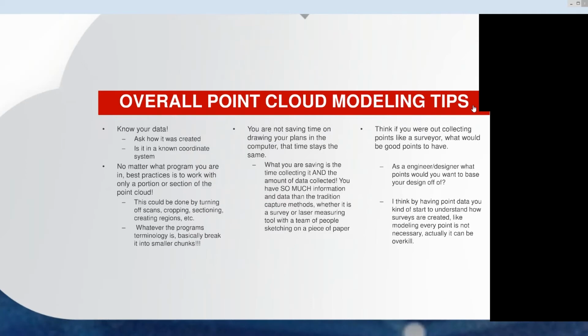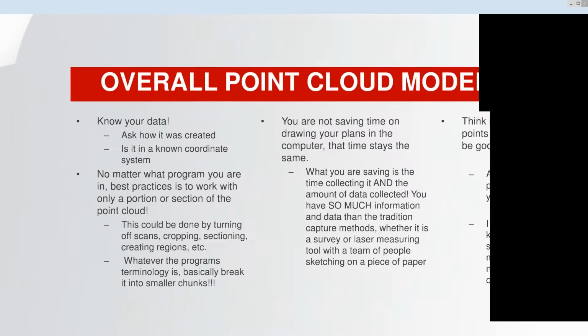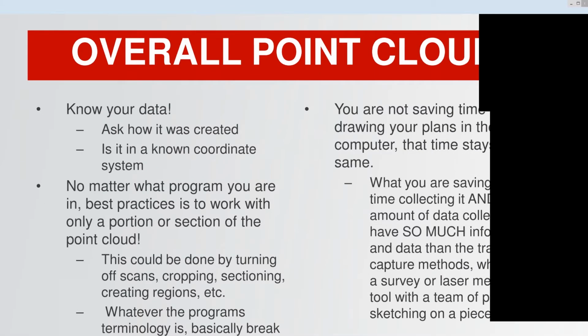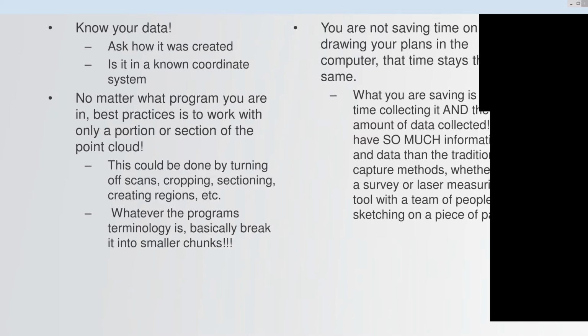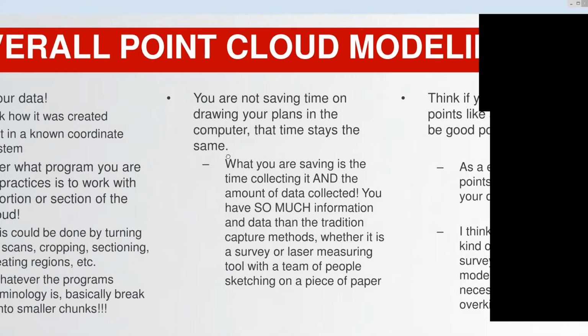So here are my overall tips. Definitely know the data. You want to know how it was created. If it's in a known coordinate system, that would be a good thing to know, especially if you want to line it up in Civil 3D. No matter what the program is, it's best to crop it. All the programs have different terms for cropping, sectioning, regioning. I'm going to show you some regioning real quickly in Recap today. But basically, it doesn't matter, just break it up into smaller sections. Even though you can bring the whole thing into AutoCAD or Civil 3D, it's very difficult for the program to handle that. If anyone's tried to bring them in before, they know what I'm talking about.